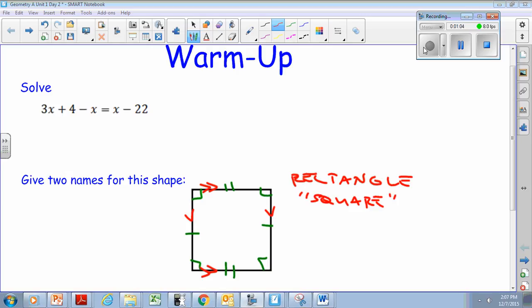Anybody know the Q name for this shape? The Q name? Quadrilateral. Thank you. Quad is a 4.